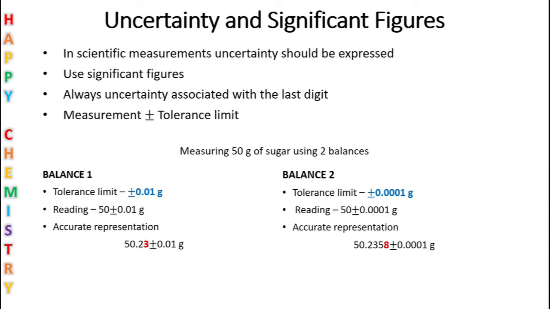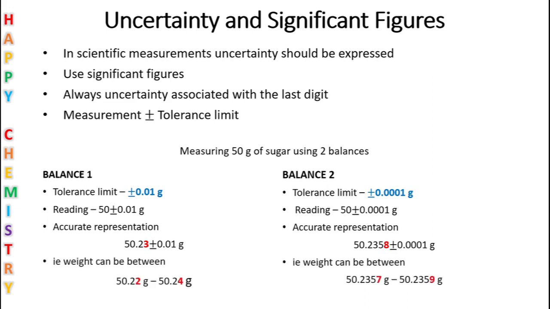In balance number 1, the measured weight can be between 50.22 and 50.24 grams. In balance number 2, the measured weight can be between 50.2357 and 50.2359 grams.